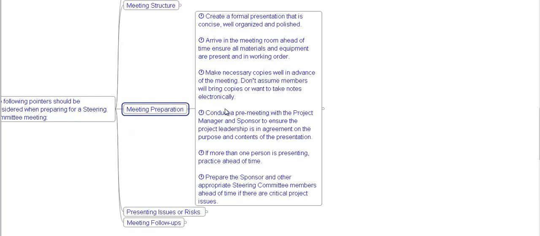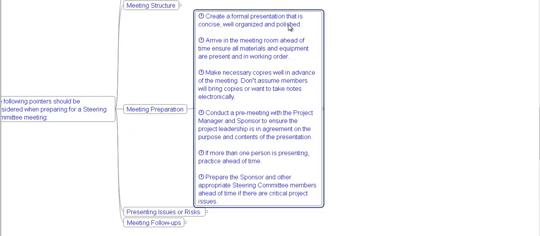Create a formal presentation that is concise, well organized and polished. Arrive in meeting room ahead of time. Ensure all material and equipment are present and in working order. Make necessary copies well in advance of meeting. Don't assume members will bring copies or want to take notes electronically.